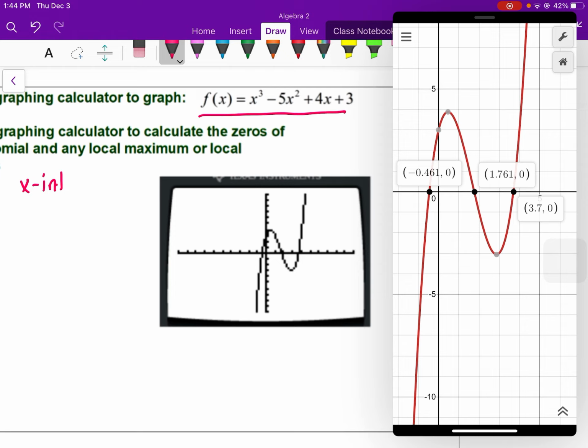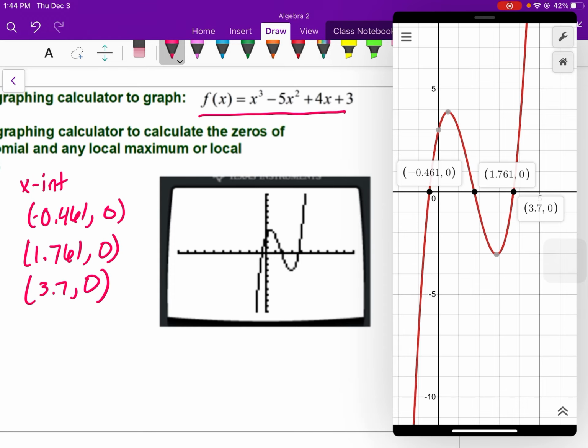So if I want to write those down first, x-intercepts: negative 0.4610, 1.7610, and 3.70. It's likely that those are irrational values, and Desmos is rounding.